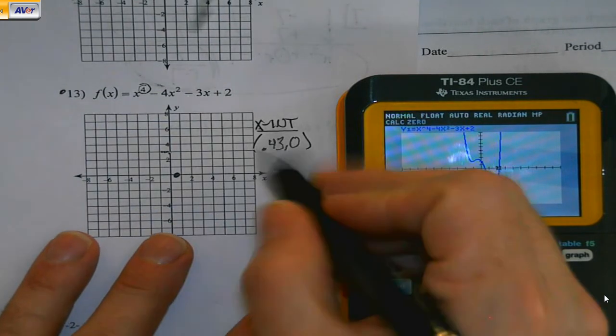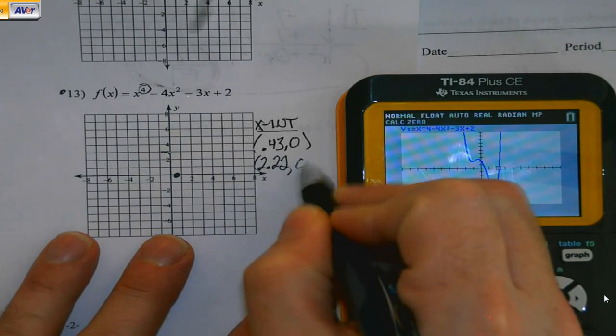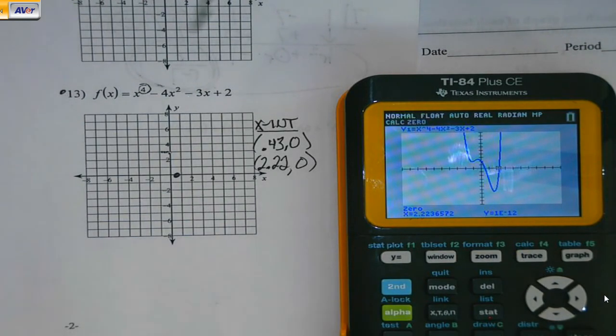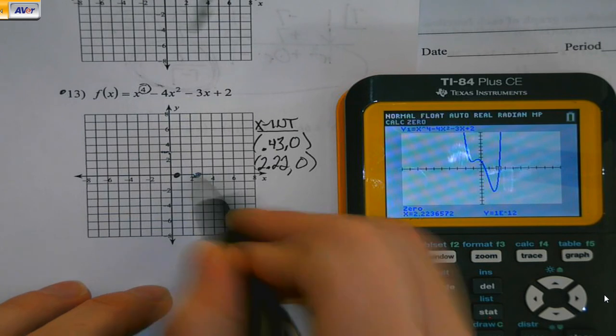So 2.22. And again, like we talked about yesterday, E just means 0. Because like we'd had, that E just means it's 1 to the negative 12th power. In other words, 0.00000000001. That's really close to 0. So we just call it 0. So we can get that one plotted in here.